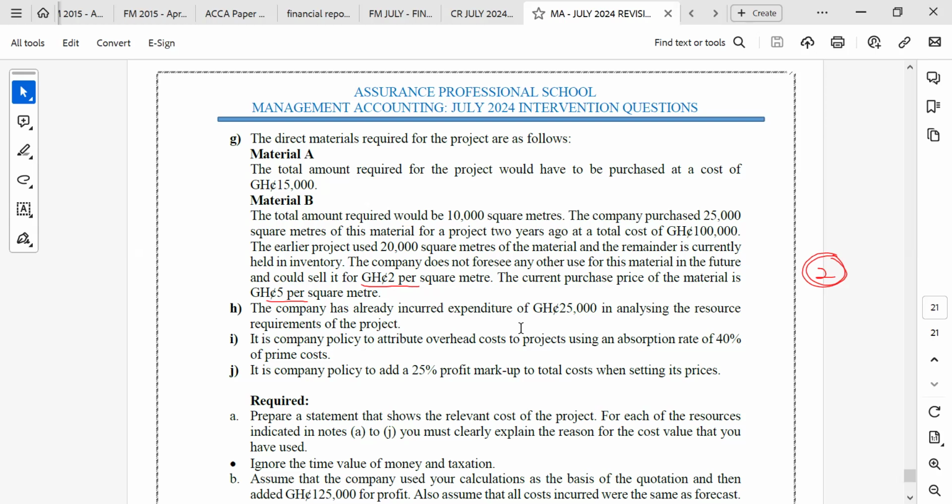You use. Okay. If you are using, it means that you are not going to be getting 10,000 from the sale, isn't it? You are going to be selling 5,000 at 2 cedis to someone. So if you are using, you are going to be losing 10,000, which is an opportunity cost. But the remaining 5,000, what do we have to do? You have to buy.